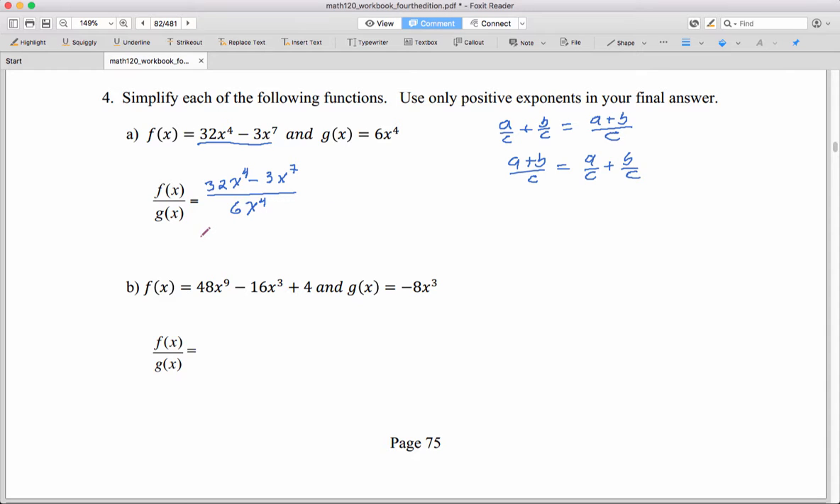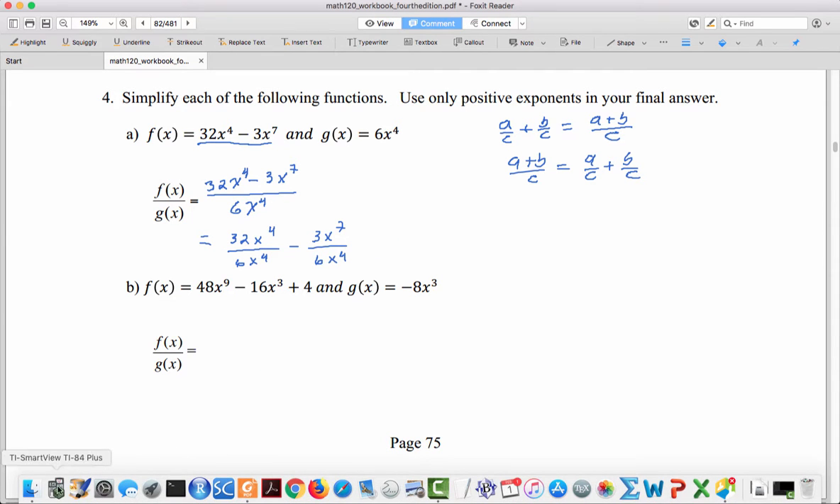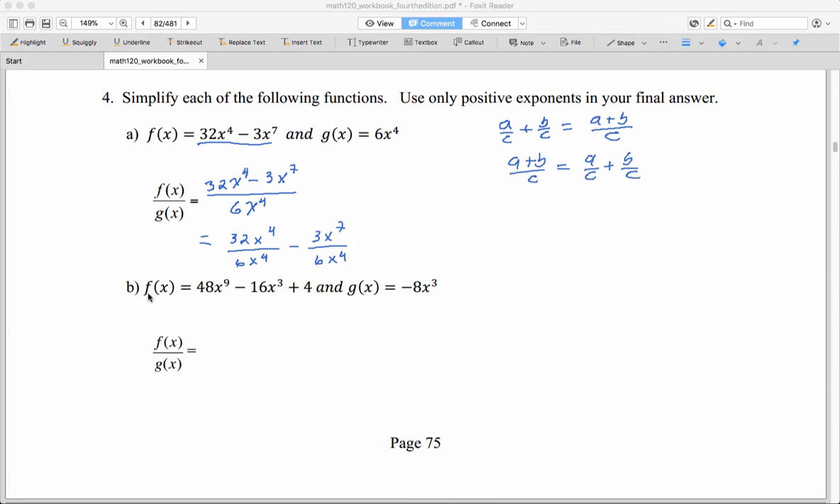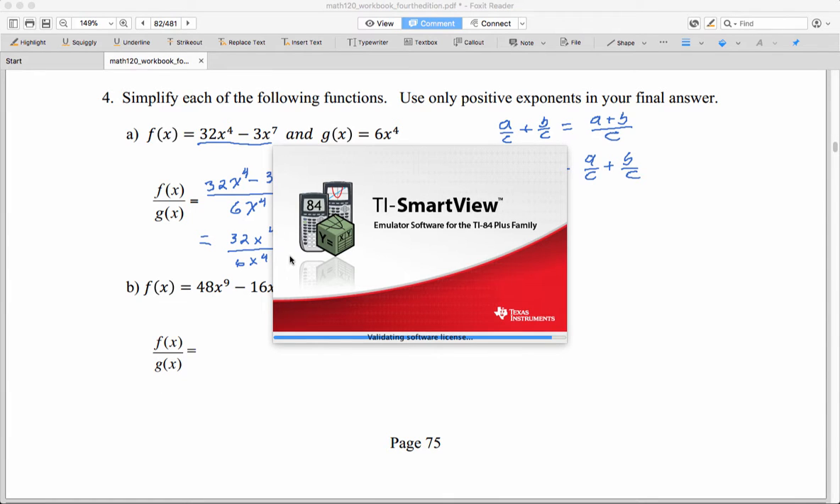So this is going to be equal to 32x to the 4th divided by 6x to the 4th minus 3x to the 7th over 6x to the 4th. Okay, now I need to simplify each of those individual fractions. And then to do that, first we'll do the number part. So let me show you a cool trick in case you forgot how to simplify a fraction by hand, if that's still eluding you. Your calculator is quite adept at it.